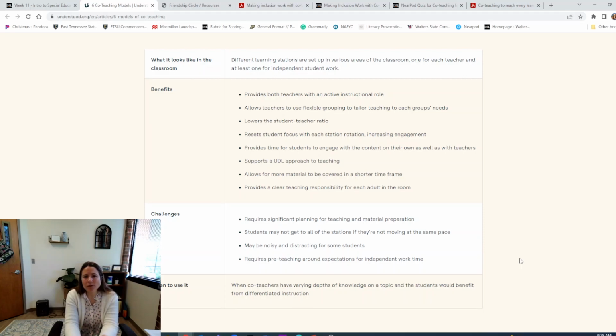This is allowing you to be more flexible with your grouping, right, to meet the needs of the students. It's going to allow you to cover that material, but in a shorter time frame. And then really, it provides that clear responsibility that each teacher has in the room.